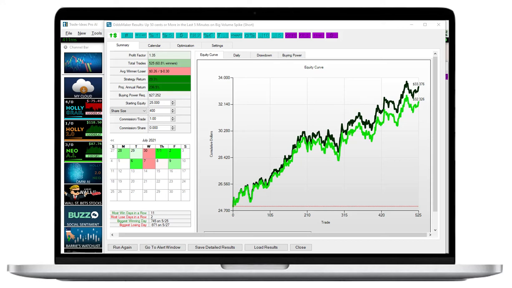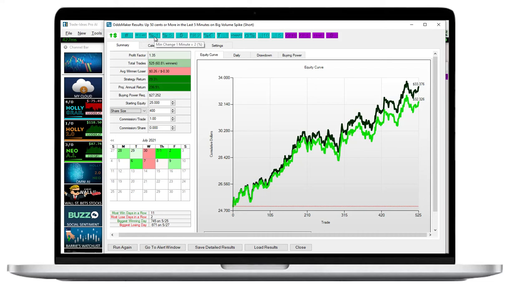The Oddsmaker Results window will display the name of your strategy in the header. On the top left-hand side of the window, you will see all the alerts and filters that are contained in your backtested strategy. If you hover over an icon, its name as well as the filter value will be displayed.